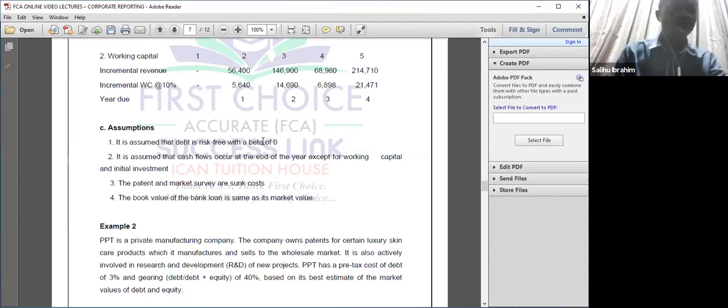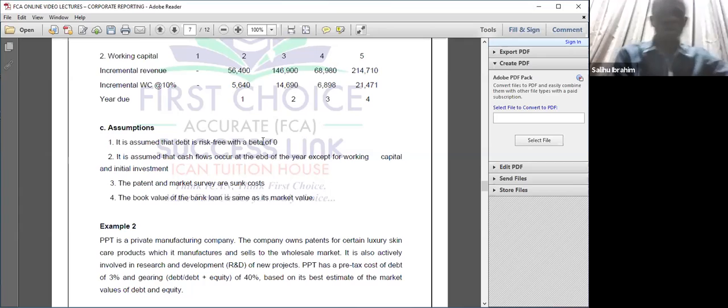Are we together? So apart from these two cash flows, there are no other cash flows that occur at the beginning of the year. All other cash flows are assumed to occur at the end of the year. And that forms my relevant assumption number 2. Number 3, the patent and market survey are sunk costs. True or false? They are sunk costs. Sunk costs means cost that has already been incurred. And the decision as to whether to continue with the project or not cannot change that cash flow because it has already been incurred. That is obviously a sunk cost.